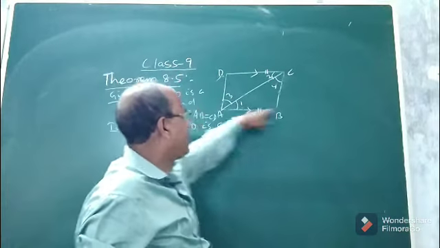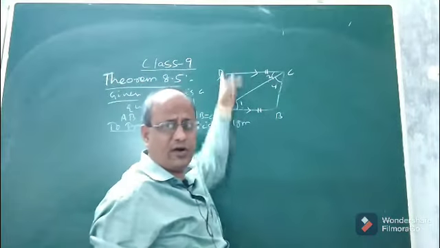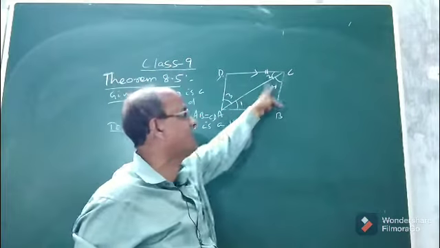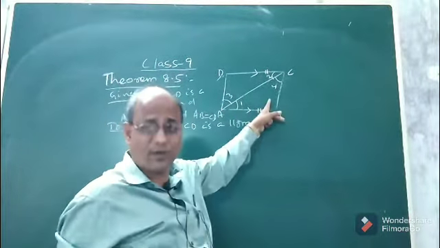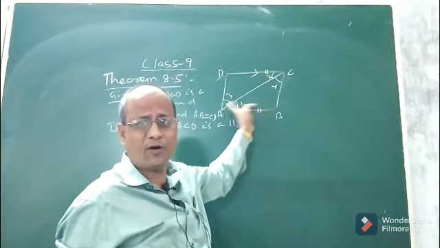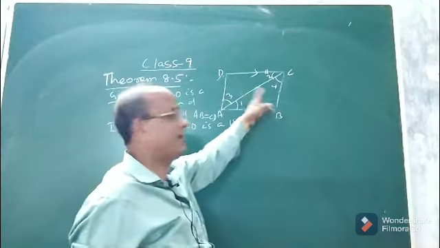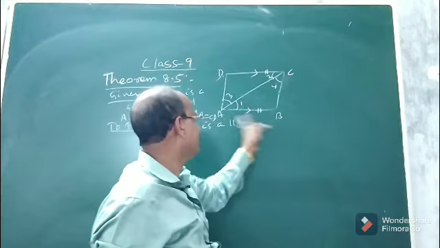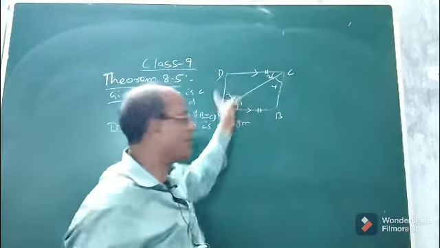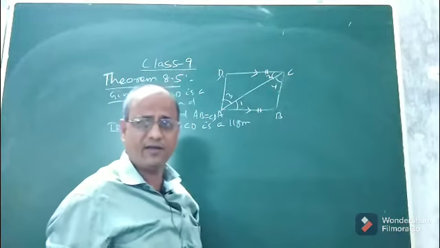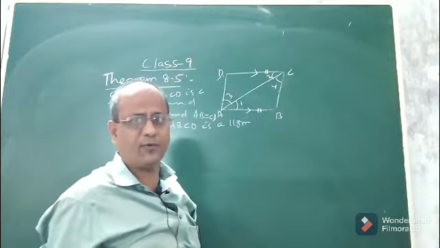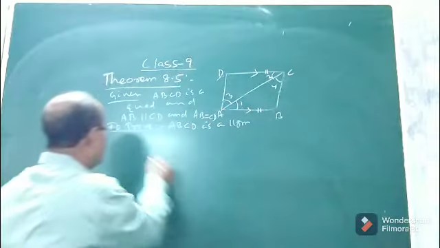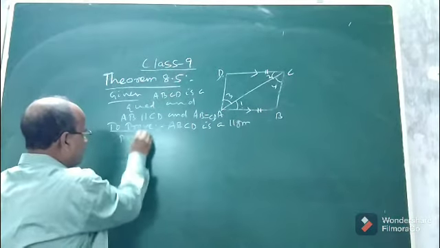Now to show AD parallel to BC, look at children, what do we need to show? We have to just show angle 3 and 4 are equal. Because if we can show angle 3 and 4 equal, they form a pair of what angles? Alternate interior angles with transversal AC joining AB and CD. So no doubt AD will be parallel to BC. If angle 3 is equal to angle 4, automatically AD will be parallel to BC. Let us see how to do the proof.